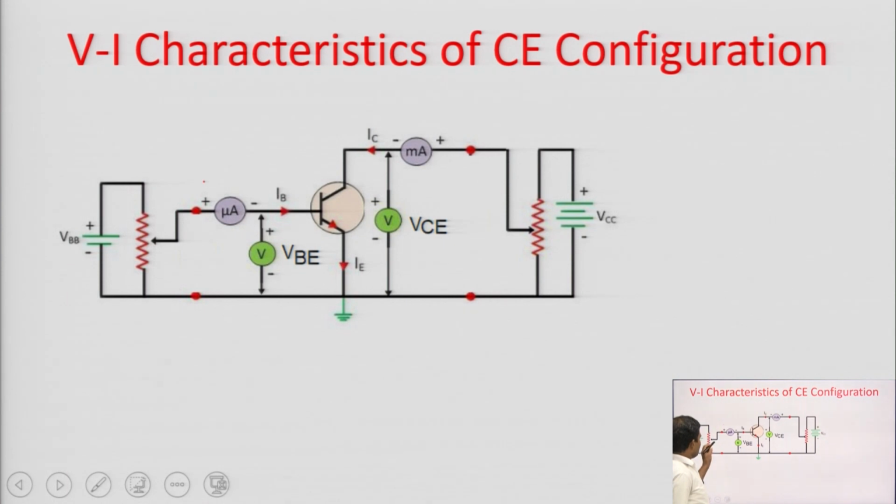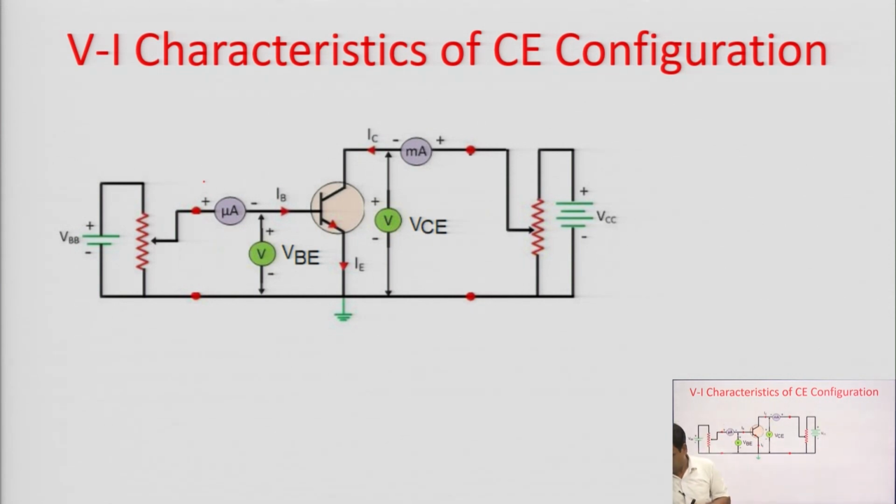When we write the observation table, suppose we write the values of VBE and IB, then we keep VCE constant by adjusting the rheostat. Then we take the readings of these 2 meters for full scale. On the other hand, when we take the readings of the other 2 meters, we keep the base current IB constant, and we take various readings of these 2 meters.